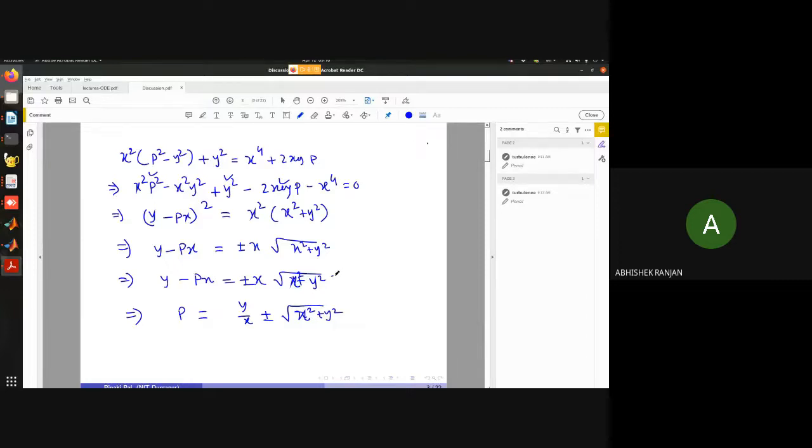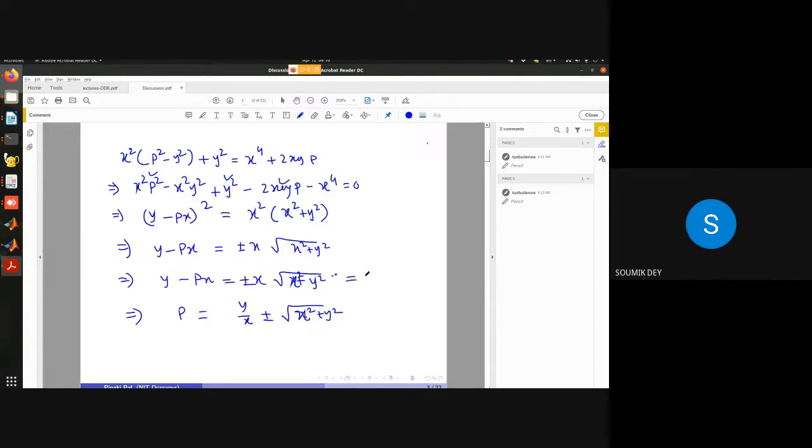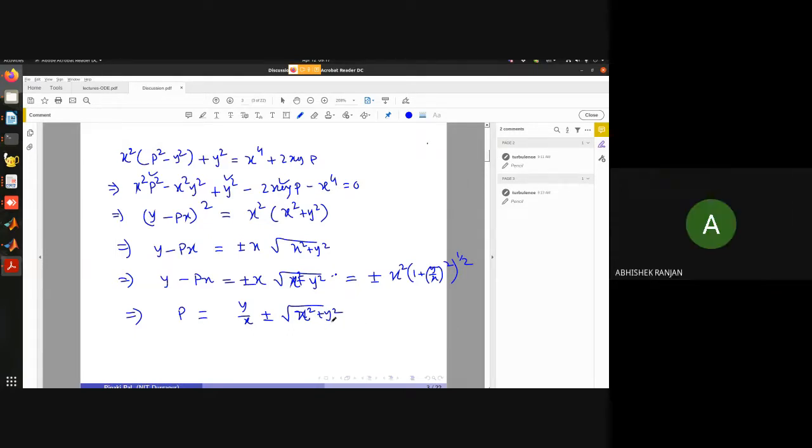Take the under root x square plus y square on the left side and change it into the form of y by x. Take y equal to vx, then x square will be very common. We can take x square common, into 1 plus y by x whole square. Then y minus px by x square can be changed into d of y by x. dy by dx is equal to y by x plus under root x.